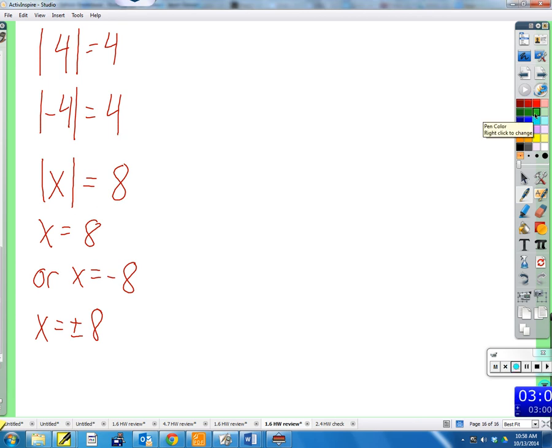Okay, but one more thing before we solve a more complicated equation. The absolute value of x is equal to negative 5. What is x? 5 or negative 5? No. Take note: the absolute value of 4 is 4. The absolute value of negative 4 is positive 4. What can you never get over here? You can't ever get a negative. An absolute value is almost defined as positive.